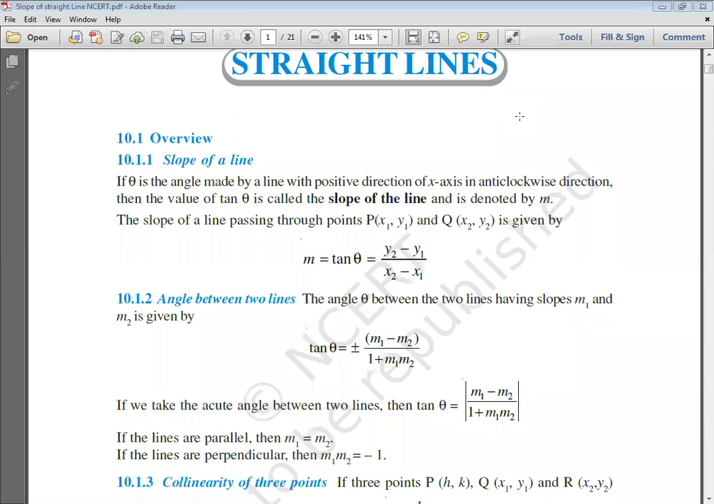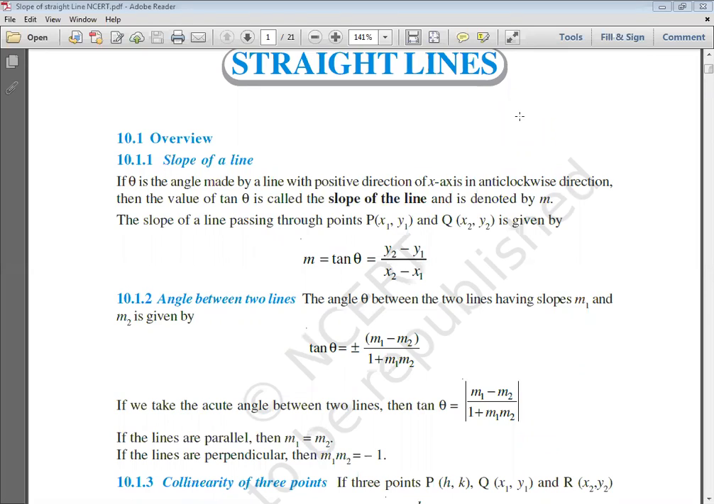Then there is another way to define or find the slope. If we do not know the inclination of a line, we must have at least two points on the line, that is, two coordinates. If we have any two points on the line, then with the help of those two points we can compute the slope of the line.